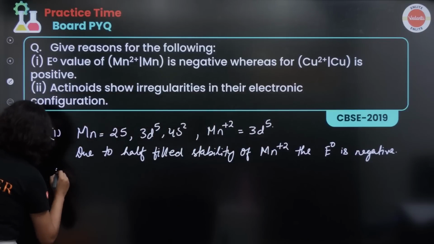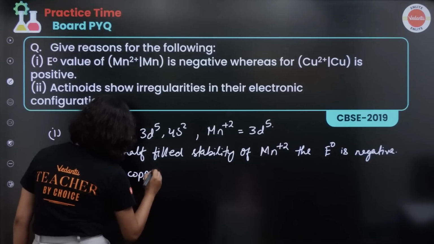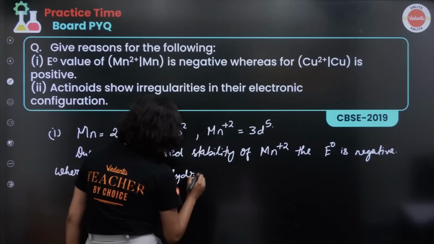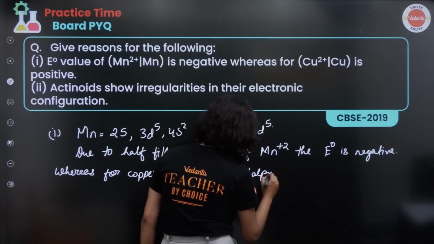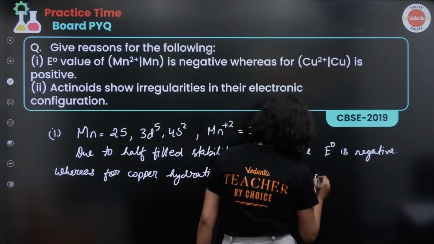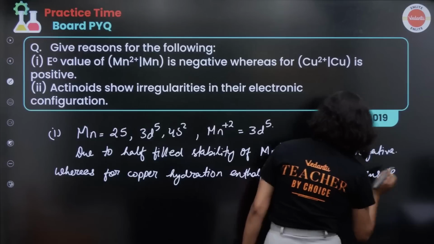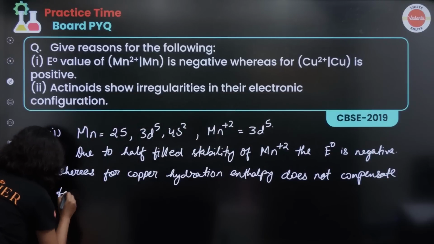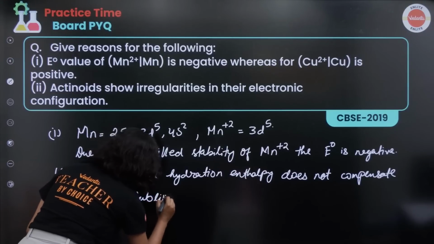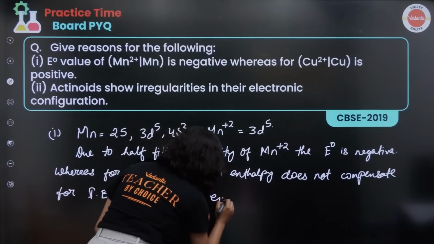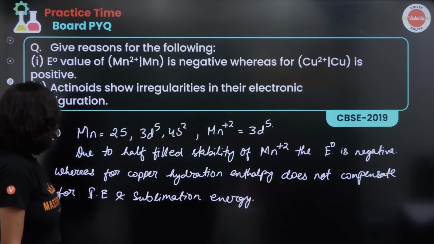Whereas for copper, hydration enthalpy, same thing, guys, same thing, okay? Hydration enthalpy does not compensate for ionization energy and sublimation energy. Got it? Now, actinoid ions show irregularities in their electronic configuration.